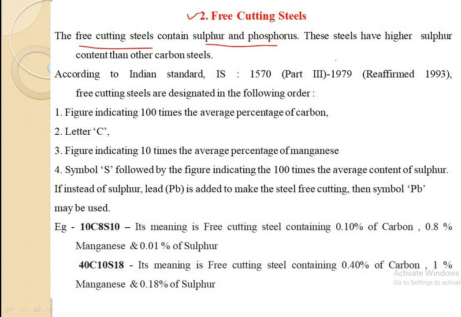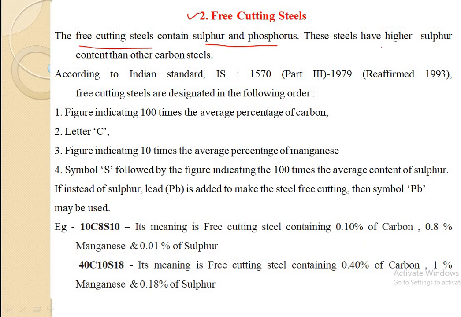Already you have studied what is meant by alloying elements and what is the effect of adding alloying elements on the properties of mild steel. Alloying elements are nothing but different elements which are added in steel to improve its properties. Now free cutting steel is nothing but a mild steel, but we have added sulfur and phosphorus in mild steel to improve its properties. That's why it becomes free cutting steel.